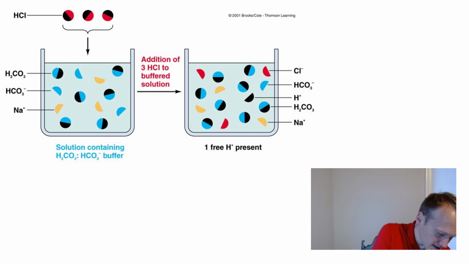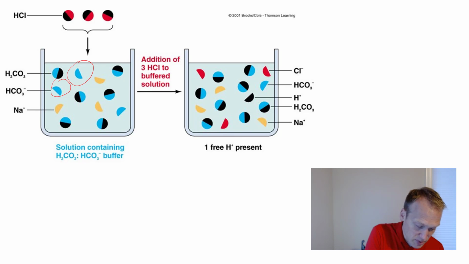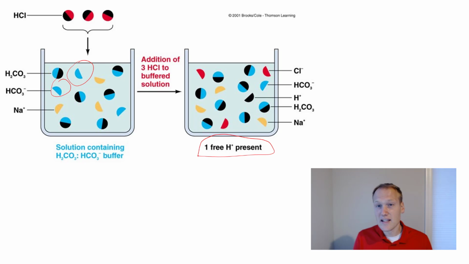Here's some hydrochloric acid. When we add that to the solution, we would expect to get a lot of H plus ions. But since there's already a buffer dissolved into it, some of those H plus ions are bonding to these negative ions, these HCO3 negative ions. That's using up some of those H plus ions, and therefore there's only one free H plus ion present, and the buffer keeps that substance from changing the pH too much.